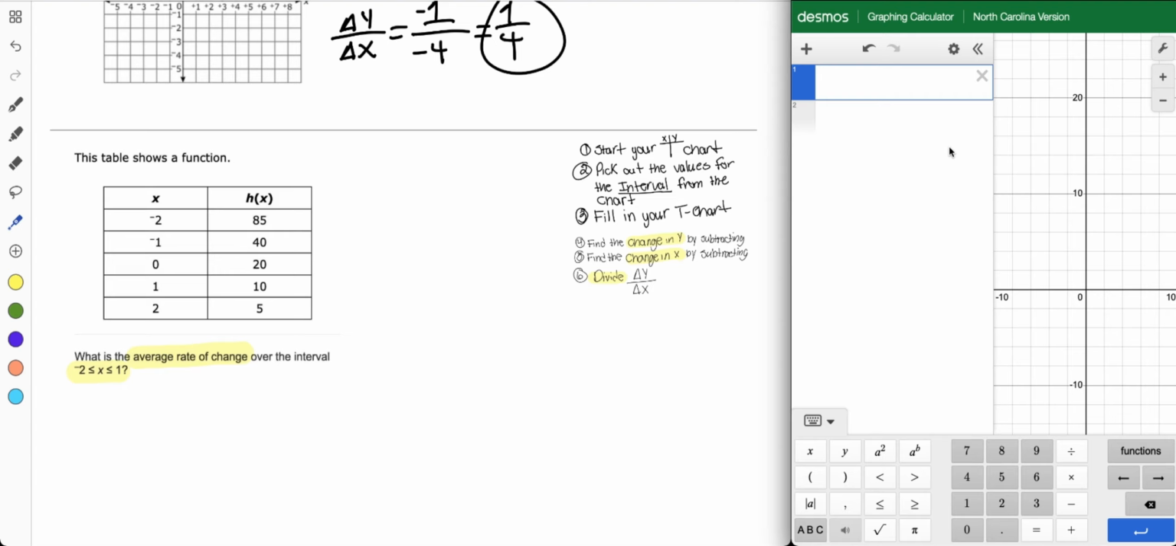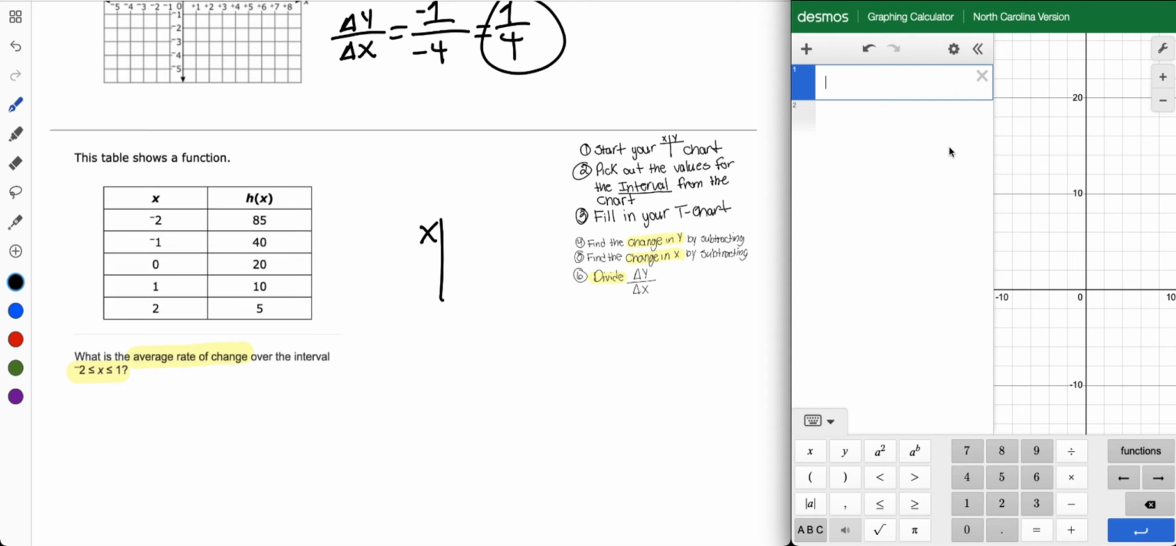In order for us to do that, we're going to start with our t-chart. Now we're going to pick out the values for the interval from the chart. Now they gave us the x values of those intervals, so we're going to go in our chart in just a second and pick out the y value that goes with it. We're going to fill in our t-chart, and then we'll do what we've been doing. We're going to find the changes between the y, changes between the x, and then divide. Okay, so let's set up our t-chart.